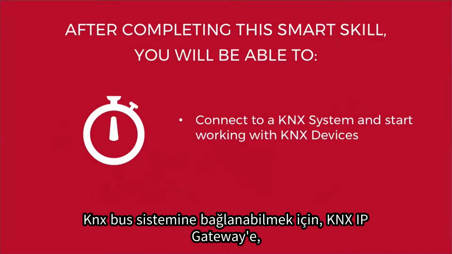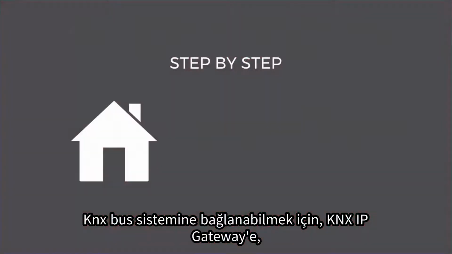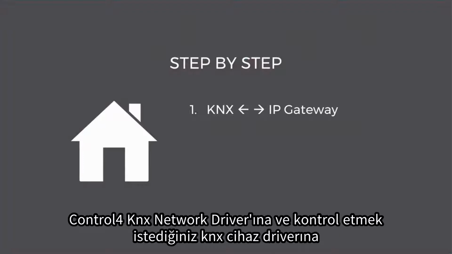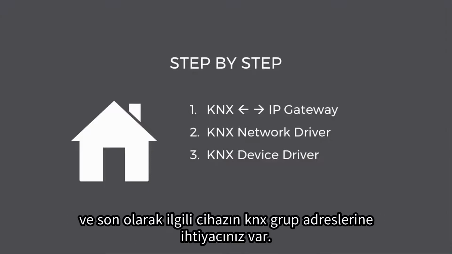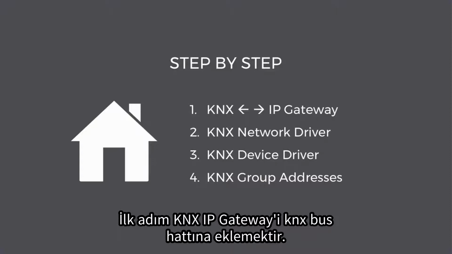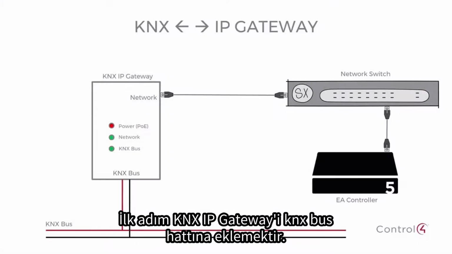devices. To connect to a KNX bus system, you'll need an IP to KNX Gateway, a Control4 KNX network driver, a driver for the KNX device you wish to control, and finally the group addresses for the device capabilities. The first step is to add the IP to KNX bus gateway.